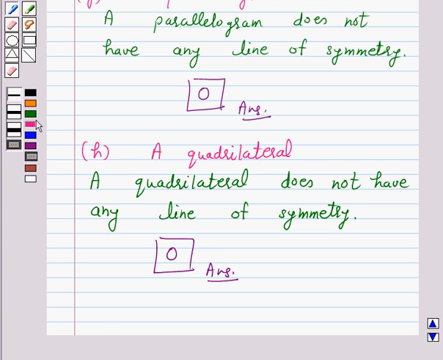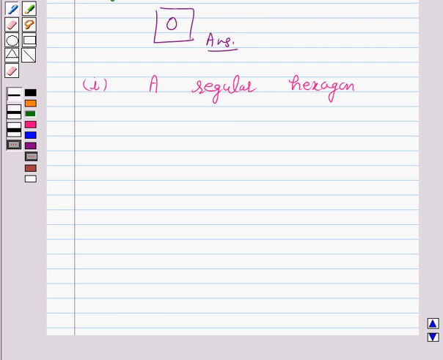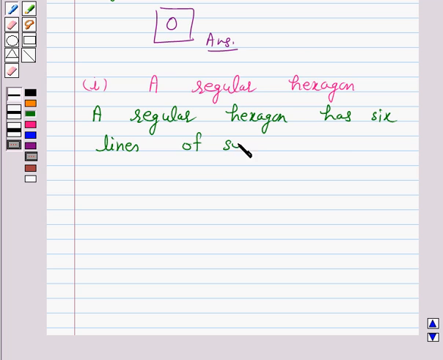Now in part I, the given figure is a regular hexagon. We know that a regular hexagon has all its sides equal and each of its angles measures 120 degrees. Hence, a regular hexagon has 6 lines of symmetry. So the answer for this part is 6.